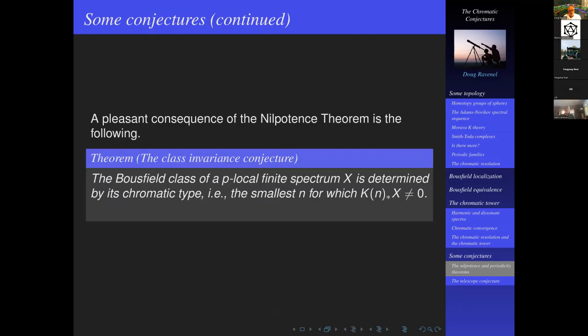Now, here's a pleasant consequence of the nilpotence theorem. I called it the class invariance conjecture in the 84 paper, and it is that the Bousfield class of a p-local finite spectrum is determined by its chromatic type. That determines the Bousfield class of such a thing.